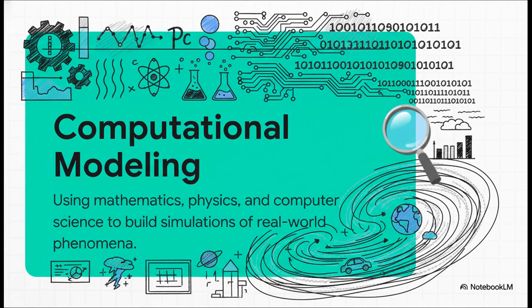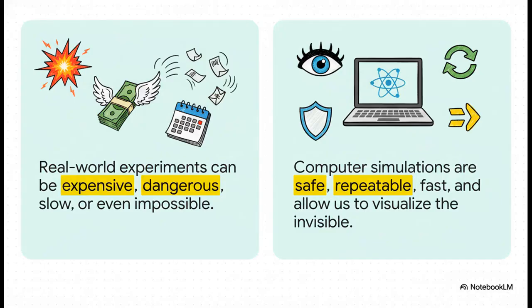It's basically the art and science of taking the fundamental rules of the universe, math, physics, chemistry, and then using computer science to weave them all together into a simulation, a dynamic model of a real-world event or a system. And right away, this shows you a huge contrast. Real-world experiments, they're essential, of course, but they've got some serious limits. They can be unbelievably expensive, sometimes incredibly dangerous, or take years and years to run.